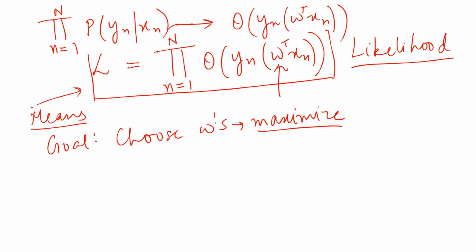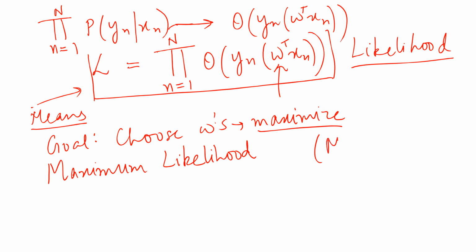And this is a very well known technique in statistics and also now in machine learning, known as the maximum likelihood, also known as maximum likelihood estimation, or sometimes MLE. So maximum likelihood estimation is a very well-known technique, as we said.